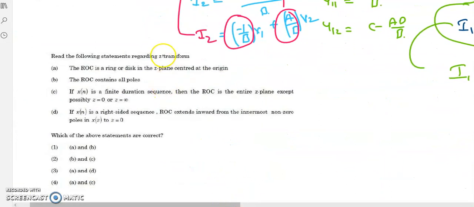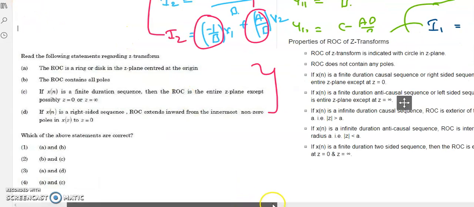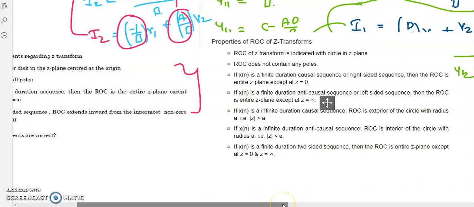Read the following statements regarding the Z transform. The ROC is a ring or disk in the Z plane centered at the origin. So here, before going into these options, first of all, I will give you the properties of the ROC of the Z transform.